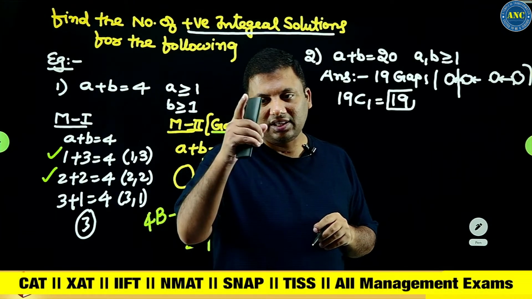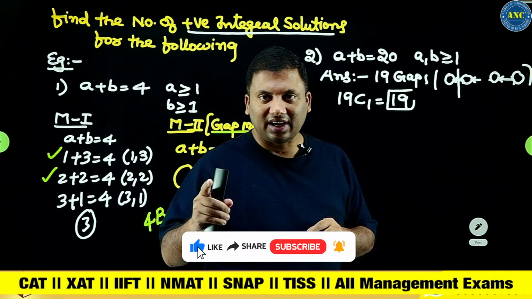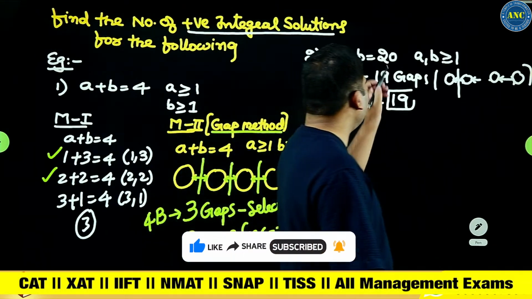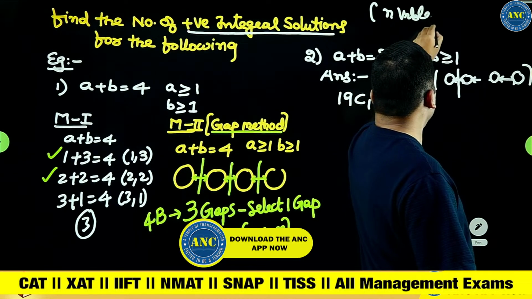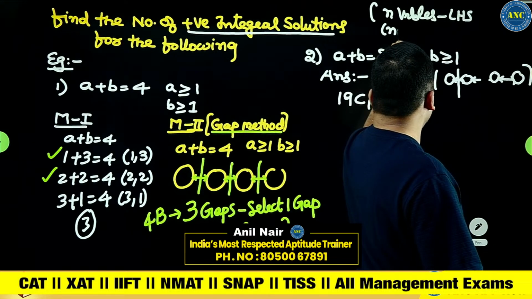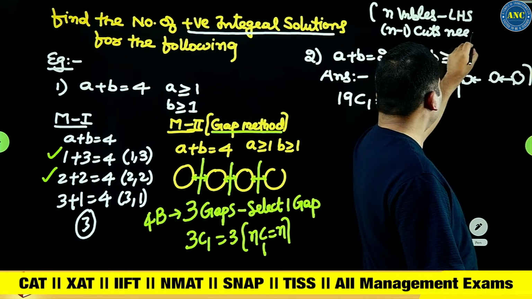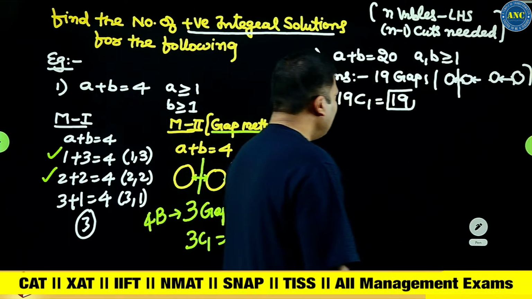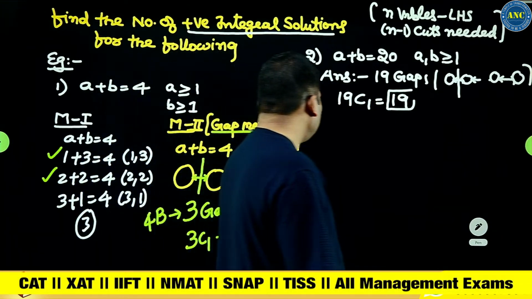2 variables are there, 1 cut is enough. 3 variables are there, 2 cuts are required. 4 variables, 3 cuts are required. N variables on the left hand side, N minus 1 cuts are needed. Second example, I hope it is clear.